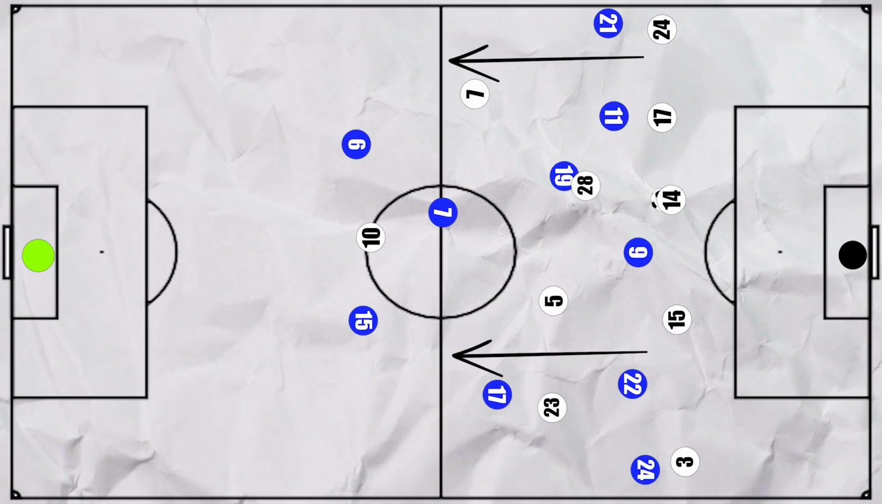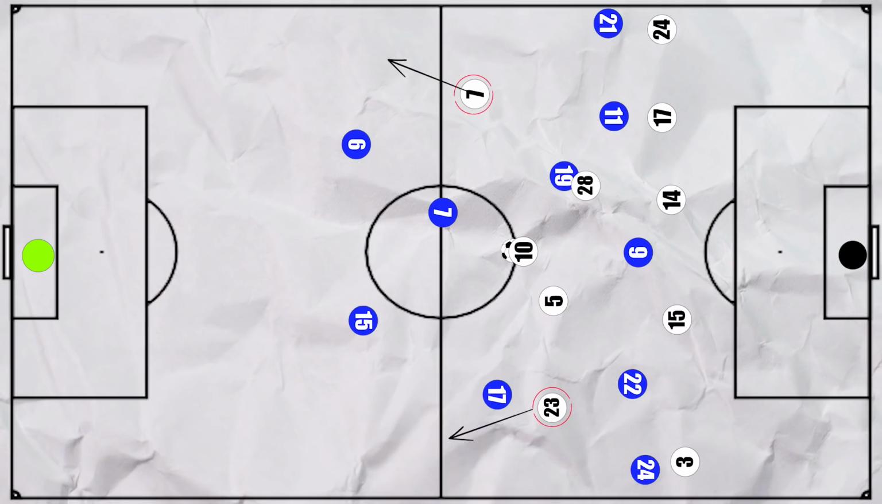Spurs did look dangerous on the transition, however. Harry Kane would look to drop deeper into the midfield to receive the first pass. This opened up room for Bergwijn and Son, who attacked the space behind the highly attacking fullbacks, which Kane would look to find, but Chelsea were often able to deal with this.